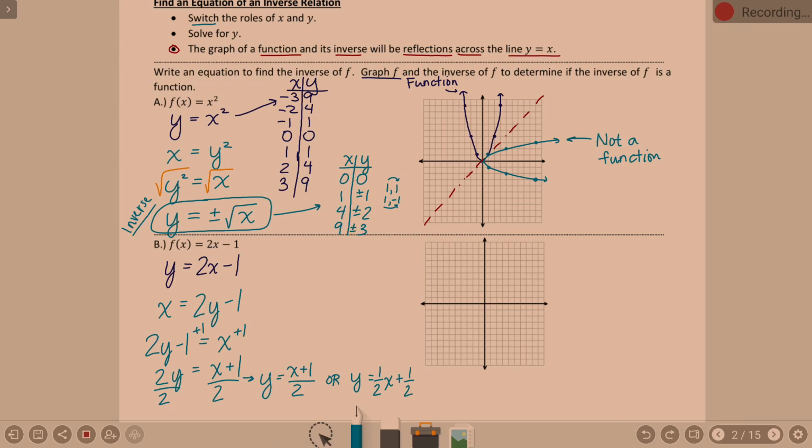Okay? You can use either of those in Savas. When we go to graph this, it's going to be easier to use the one that's slope-intercept. Okay, but those are equivalent answers. Just depends on what information you need. Okay. And this is my inverse we were working on.